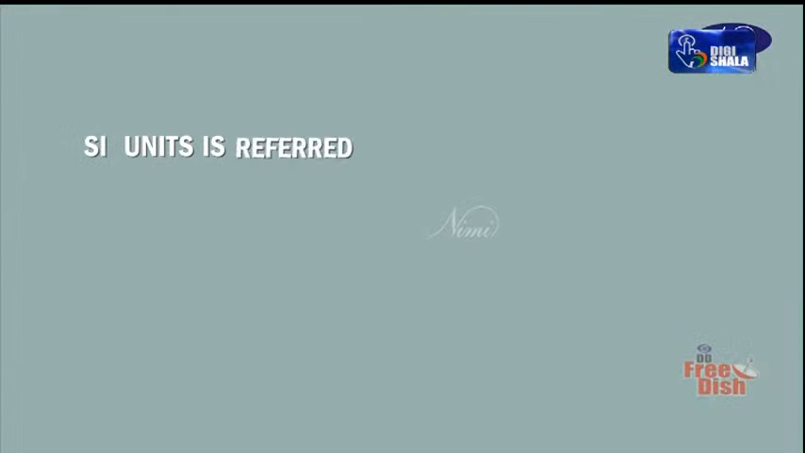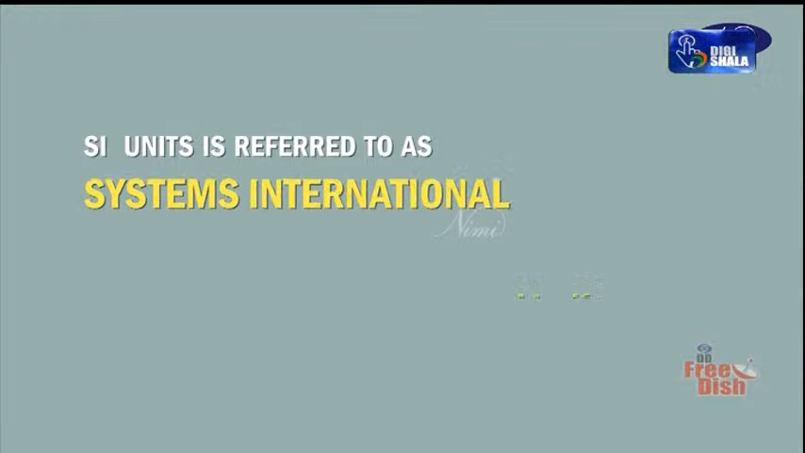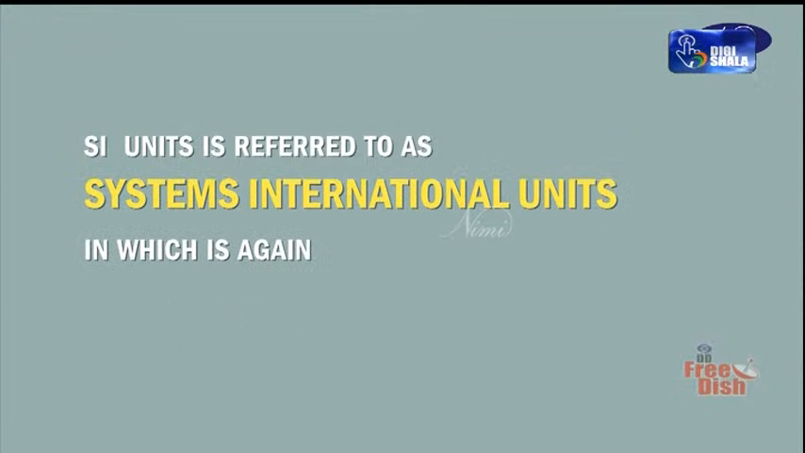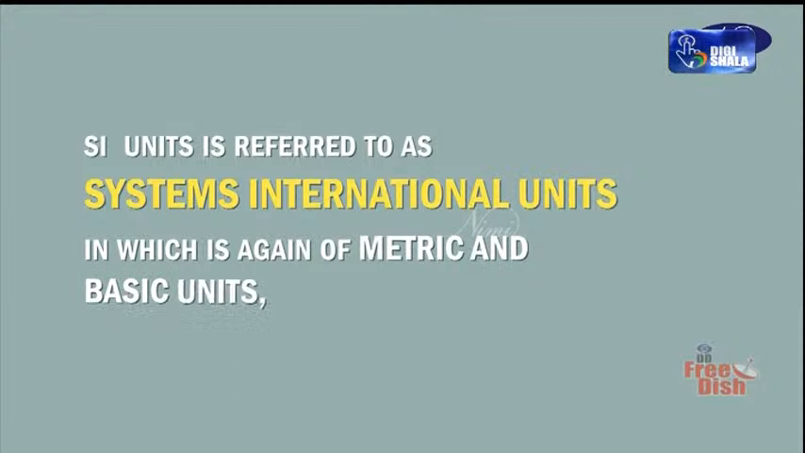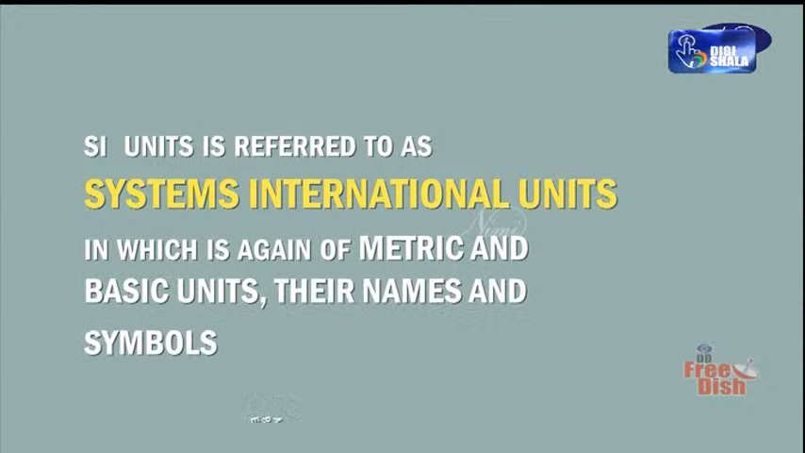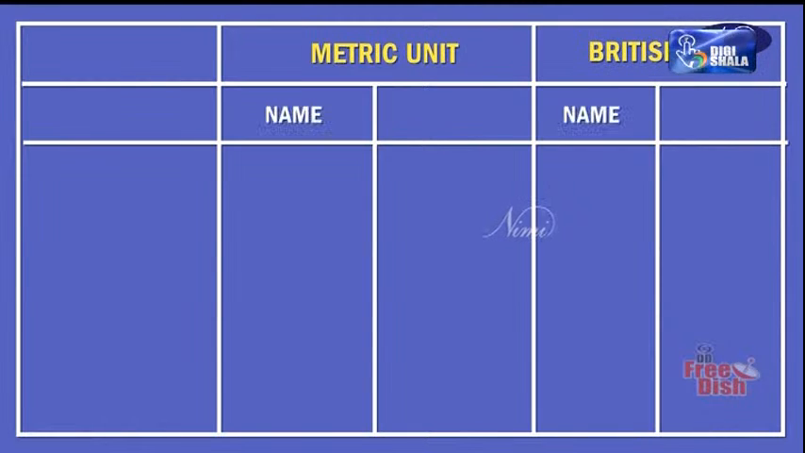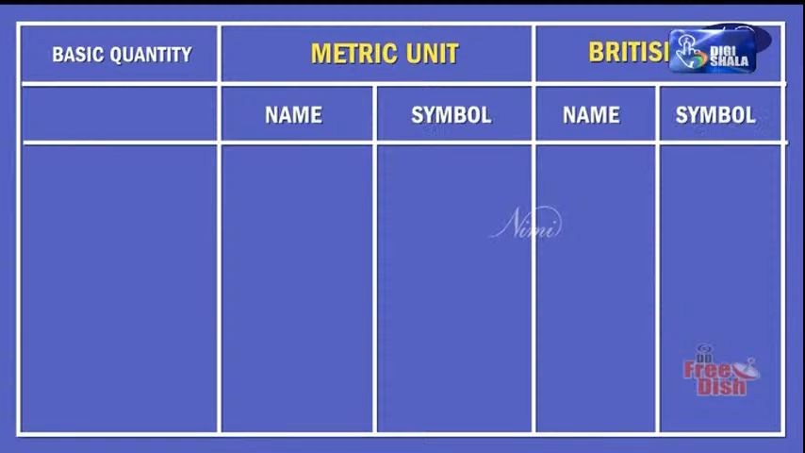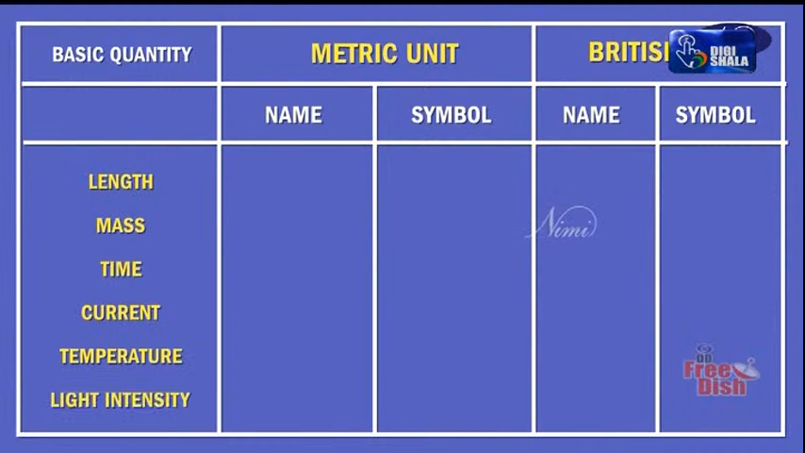SI units is referred to as Systems International Units, which is again a metric system with basic units. Their names and symbols are listed in the table. In this table we will see the metric unit and British unit, the name and the quantity, symbol, we will see one by one. First, what are all the basic quantities? For an example, length, mass, time, current, temperature, light intensity.